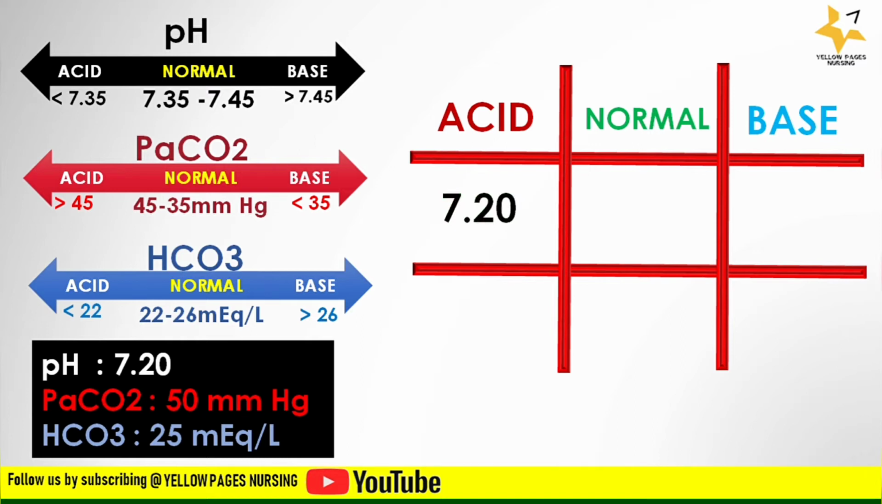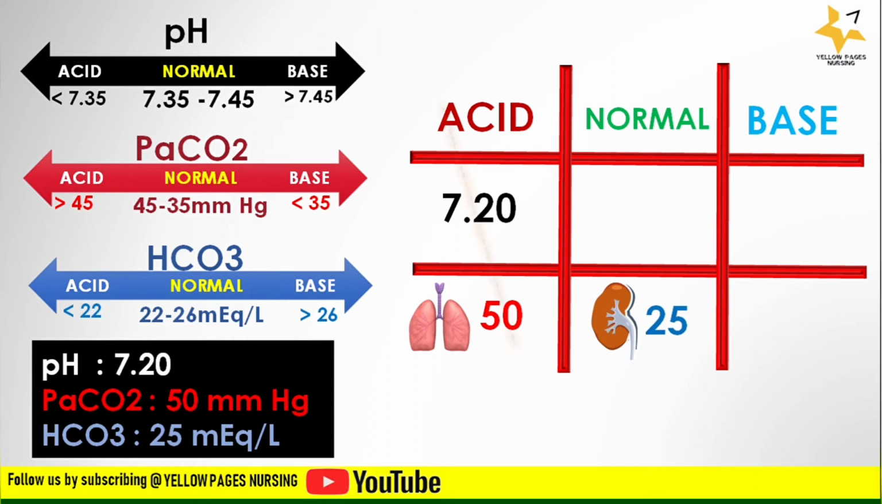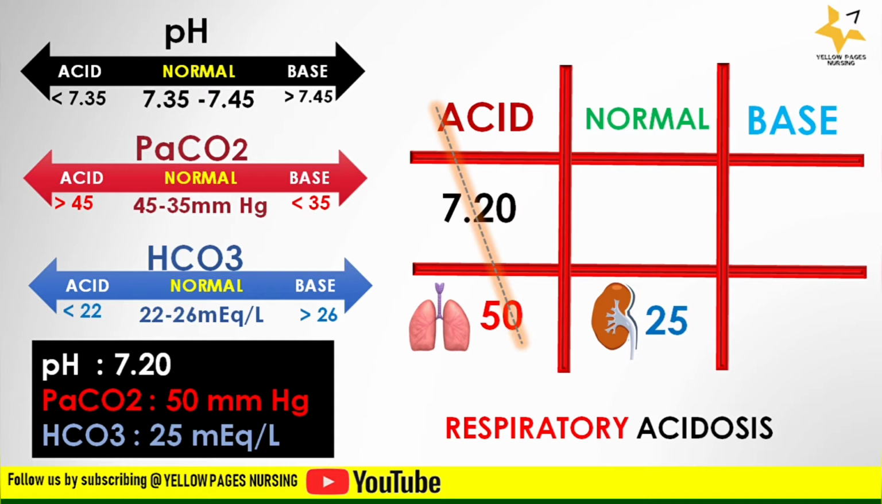PaCO2 is 50 mmHg, which is more than 45, and it is also in the acidic state. When we see bicarbonate, it is 25 milliequivalent per liter, which falls in the normal state. And when we see all these values, pH and PaCO2 fall in the acid state, which explains it is a respiratory acidosis.